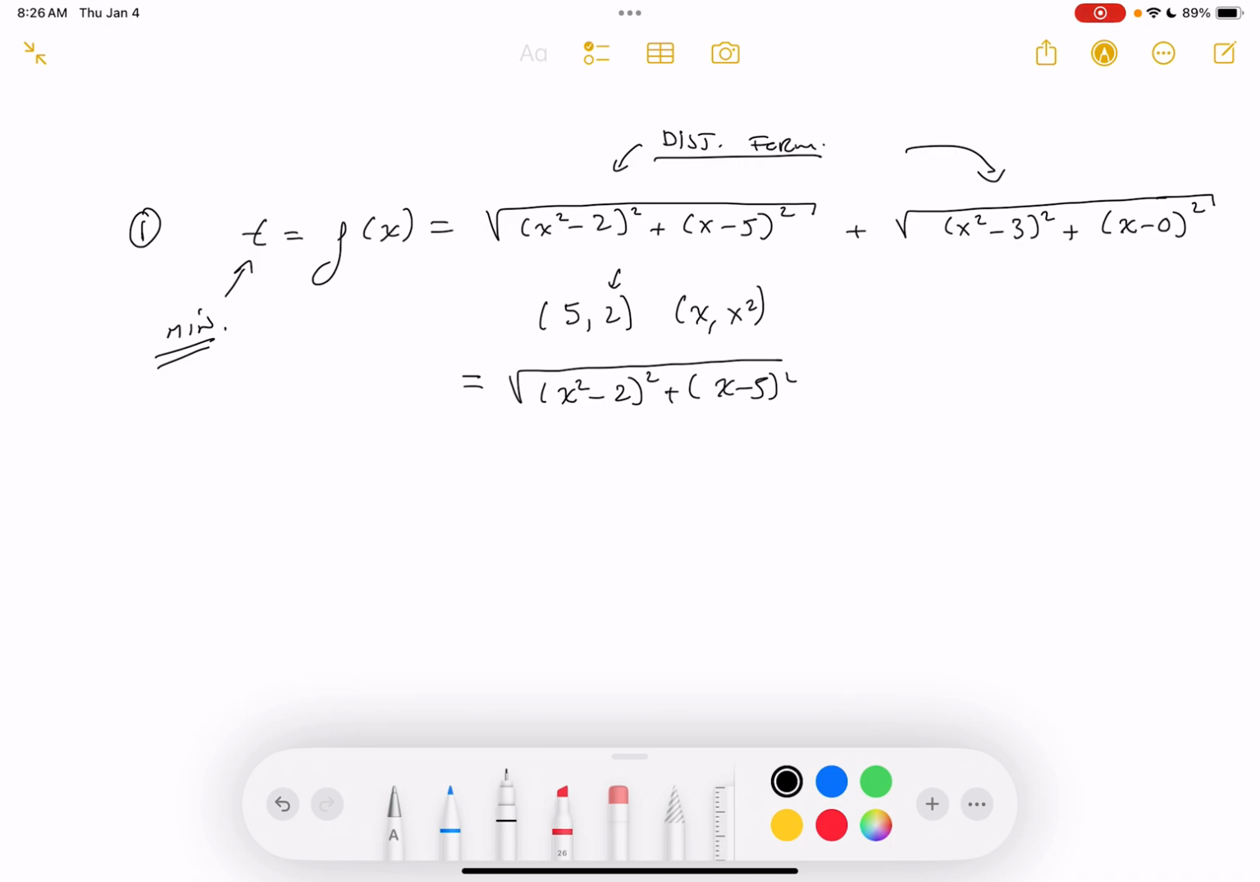Let's do the next one. Again, looking at this, it still looks like x, and the y looks like x squared. And the point would be, the y would be 3, and the x would be 0. And let me just see if that is true. Let's do the y's first. It's going to be x squared minus 3 squared. And let's do the x next. It's going to be x minus 0.